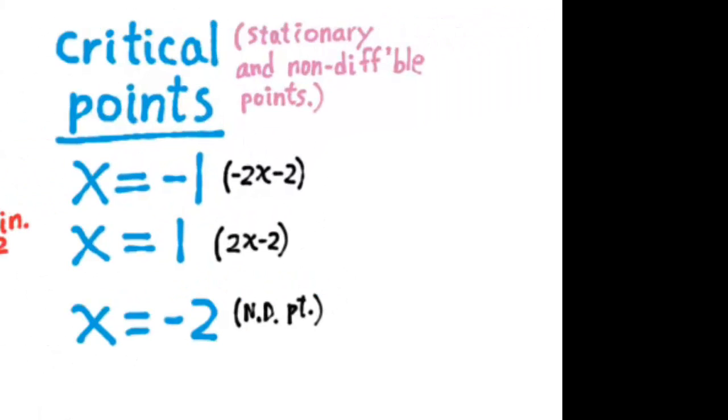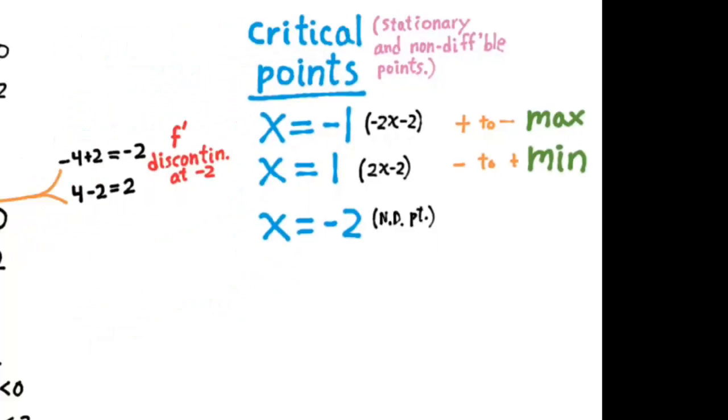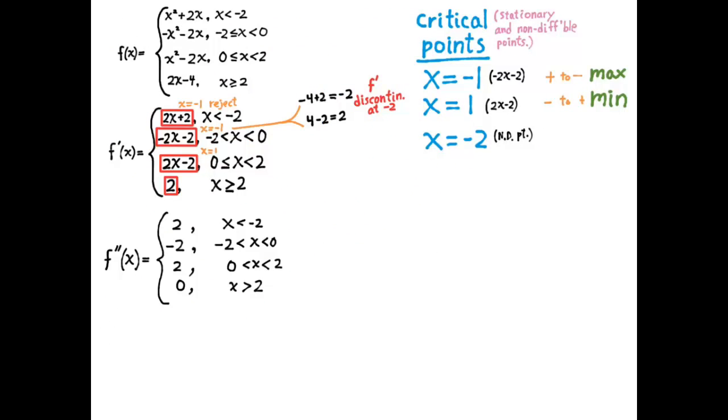So x equals negative 1 is a 0 of this decreasing function, negative 2x minus 2. The 0 of this function occurs when the function is changing sign from a positive number to a negative number, and therefore x equals negative 1 will correspond to a maximum of the function f by the first derivative test. Now, 2x minus 2 is an increasing function, so its 0 is a place where it changes sign from negative to positive, and the first derivative test says this is a location of a minimum in f. And x equals negative 2 is a non-differentiable point. Remember that the derivative changed from negative 2 to positive 2, so we have another negative to positive, and that means there is a minimum at x equals negative 2, a minimum of f.